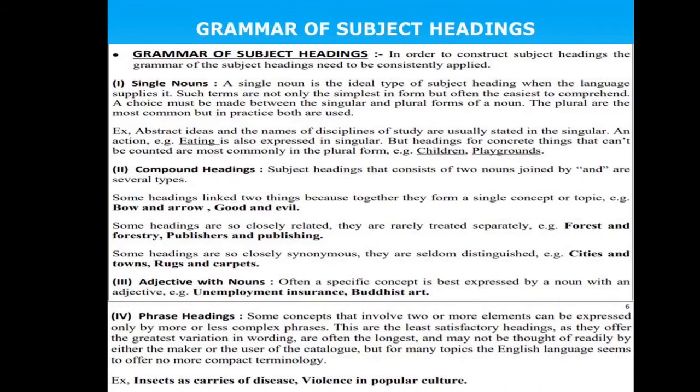You have to combine both in order to get the whole representation of the thought content covered in the document. So you have to combine it using compound headings, right? Using the conjunction "and." An adjective is nothing but a describing word. Often a specific concept is best expressed by a noun with an adjective. Sometimes a specific concept is better described by what the noun is talking about, right?